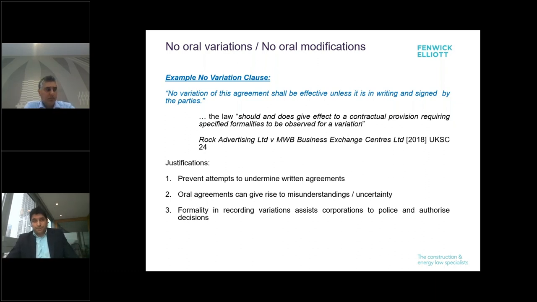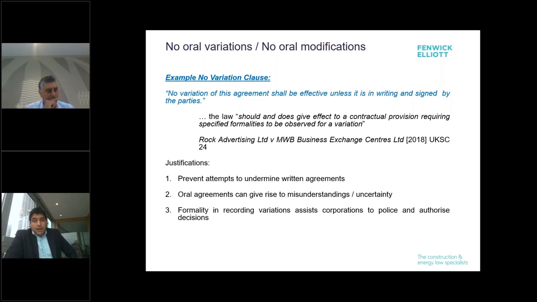It was just oral. We have thankfully got some quite clear guidance from the Supreme Court again on this in the Rock Advertising case that says the law should and does give effect to a contractual provision requiring specified formalities to be observed for a variation. In short, these provisions will get upheld. And you can see the justifications here down at the bottom.